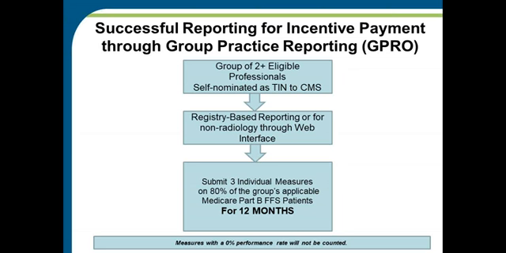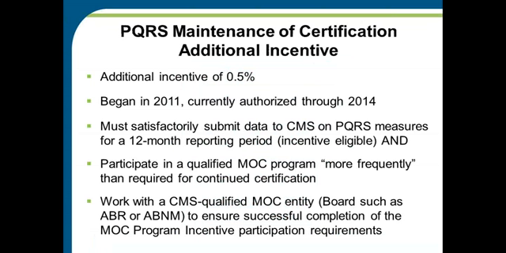So if you submit 3 individual measures on 80% of the group's applicable patients for those measures for a 12-month period, the entire group would be incentive eligible based on their total allowable charges, whether or not every physician in the group had cases that were reported on.